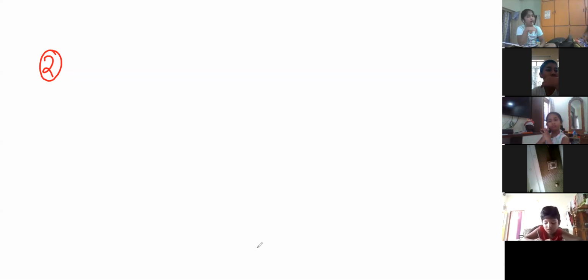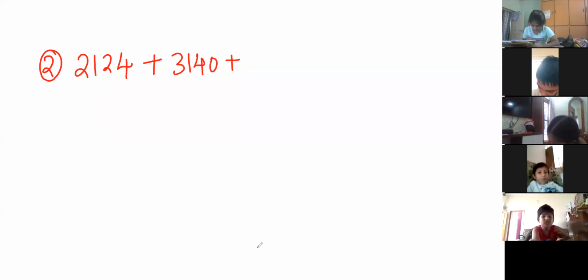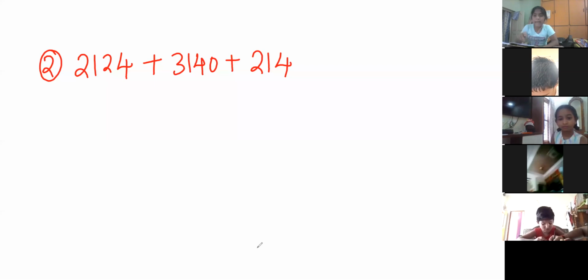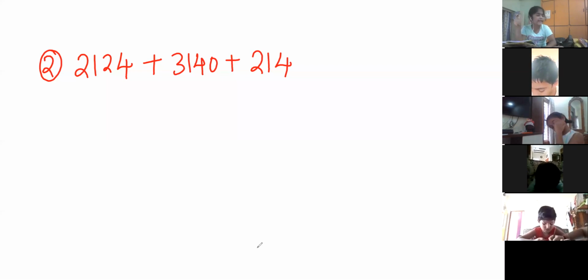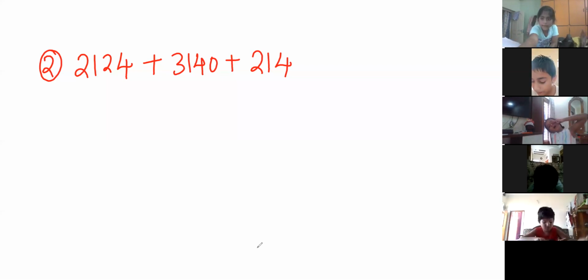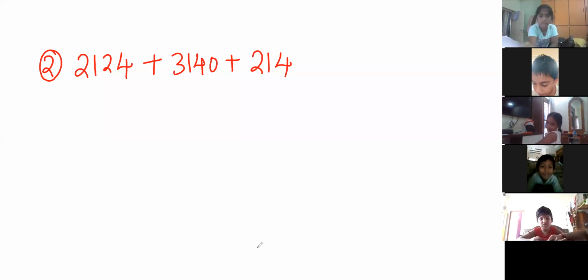See here, you have the numbers 2124 plus 3140 plus one more number which has only 3 digits. You have 3 numbers to add, but two of them are 4-digit numbers and one is a 3-digit number. Then how do you place those numbers? See, you should not leave the ones place. Always the ones place should be filled up with 1 digit.